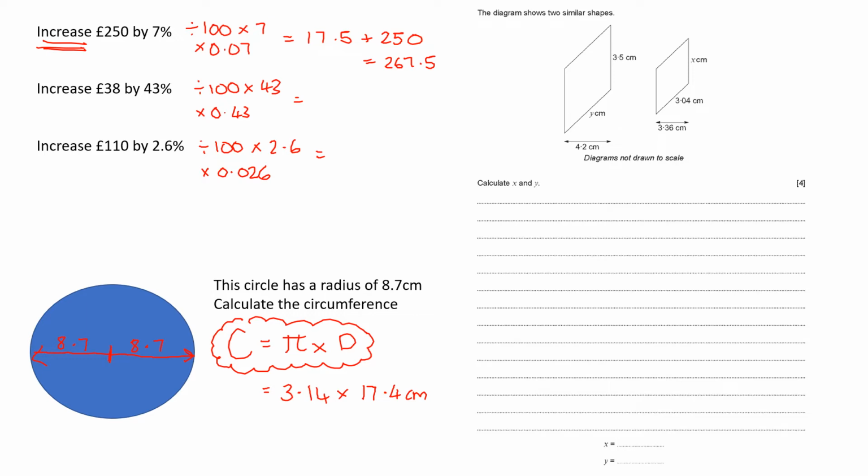That's not going to be a nice answer. So we go to the calculator again, and it's 54.636 centimeters. If I was asked to round it to maybe one decimal place, I'd be chopping it off there. And because the 6 is followed by a 3, it stays as a 6. It doesn't round up to a 7.